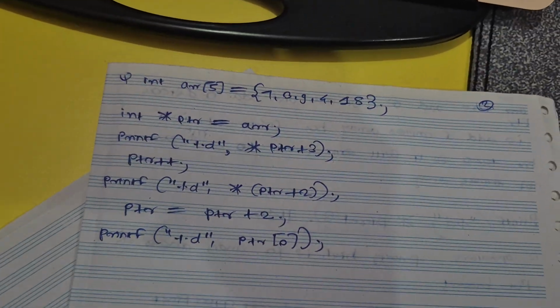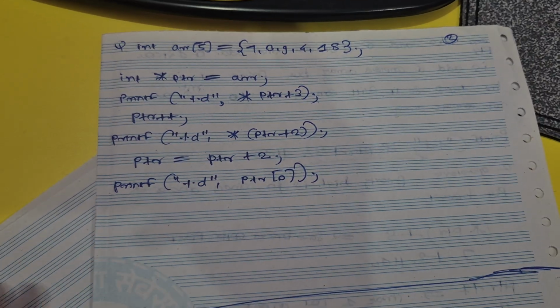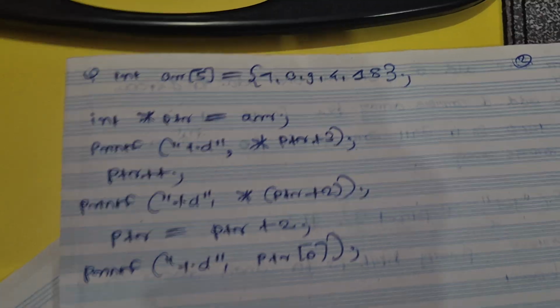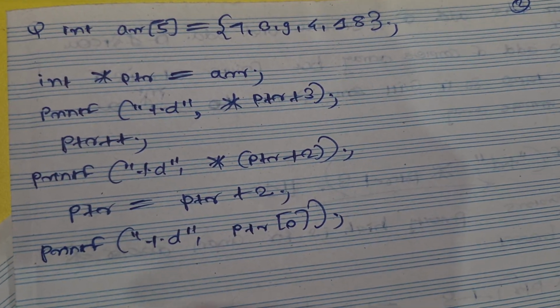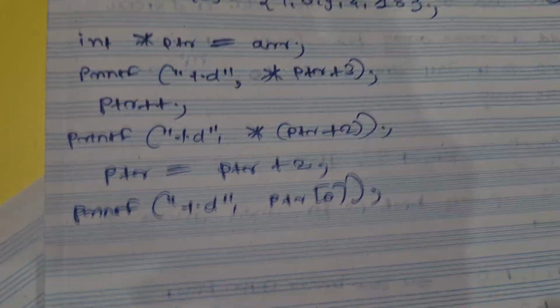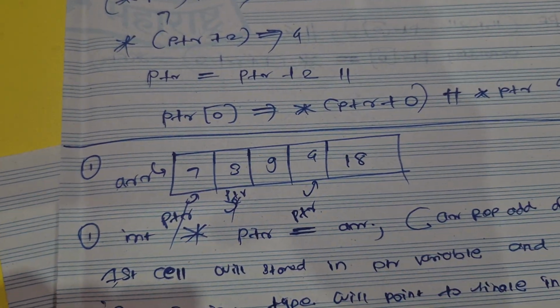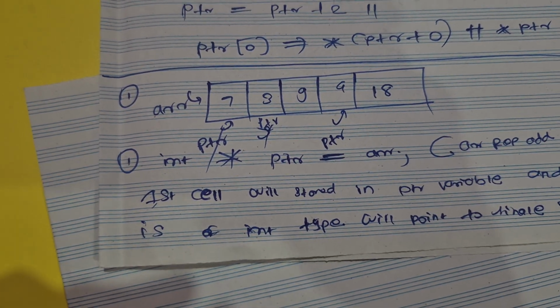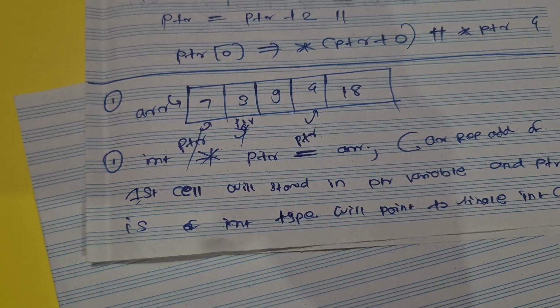Then there is another example. You can see here an array is given, then the pointer: star of pointer equal to array means shifting the starting address to the pointer variable, and then printing the value at pointer plus 3. This is the program. So first create the array of 5 elements and an int star pointer. Initially the array and pointer would be at the start only.